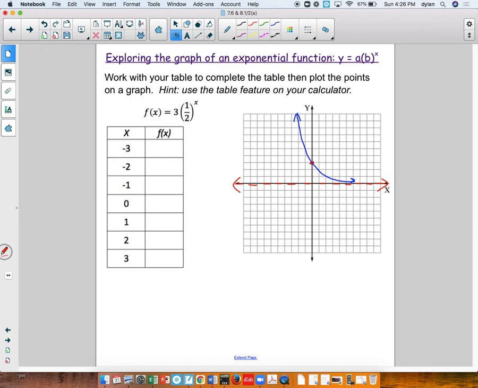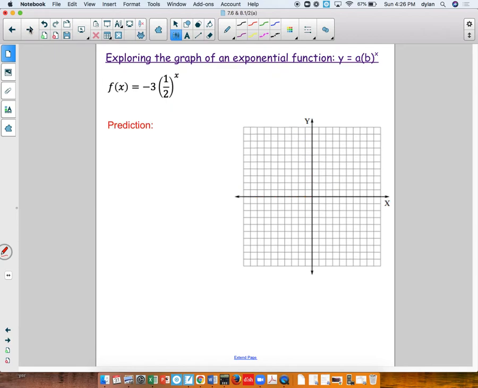And then our last case here is the case where we have a negative y-intercept and a multiplier that's between 0 and 1. Again, see if you can sketch this in your own notes before you resume the video.